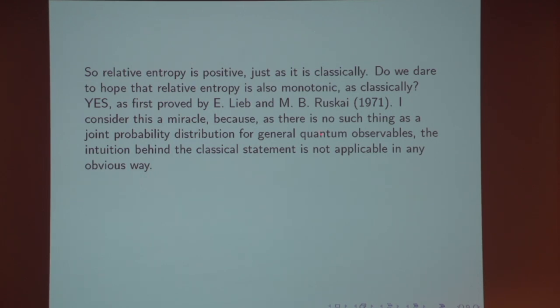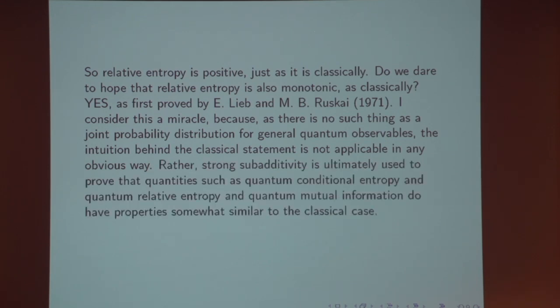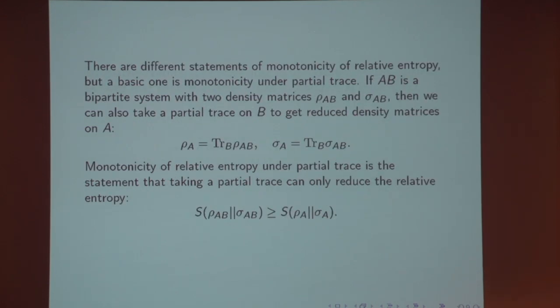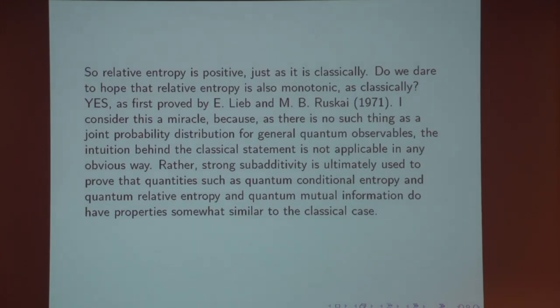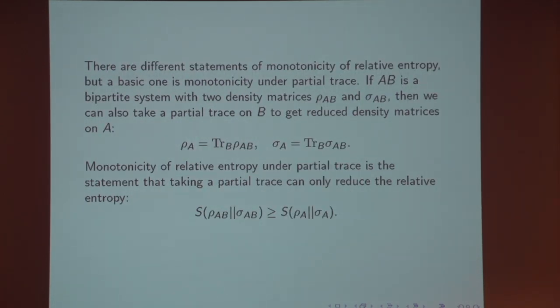Anyway, what I was trying to say is that strong subadditivity is a miracle because the intuition behind it in the classical case is not applicable. On the contrary, the shoe is on the other foot. Strong subadditivity is ultimately used to prove that quantities we've defined formally do have properties somewhat similar to the classical case. So if you want to know that quantum mutual information deserves its name, you really need strong subadditivity. Well, I'll at least try to give you a hint of that fact.